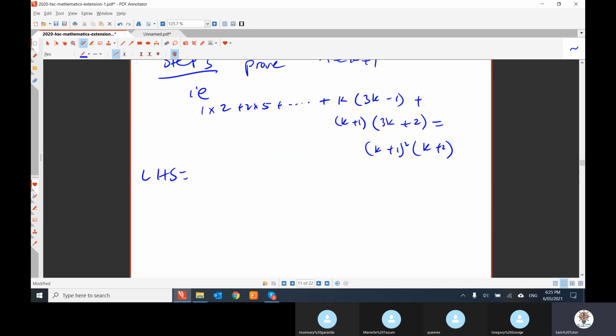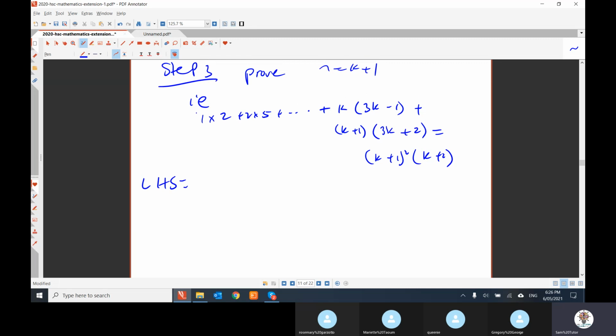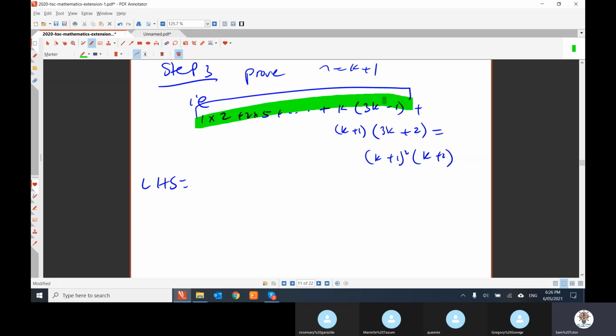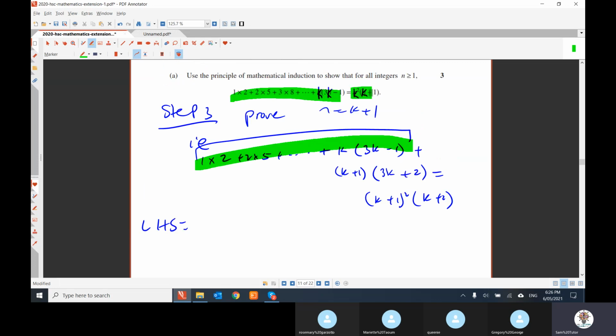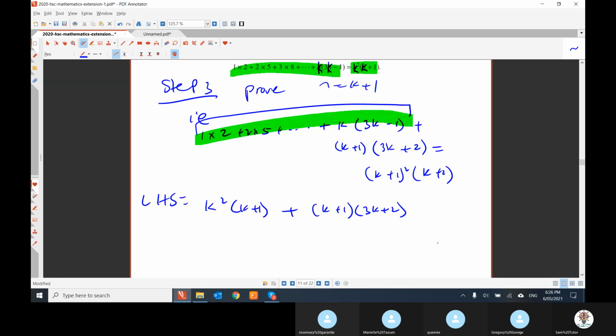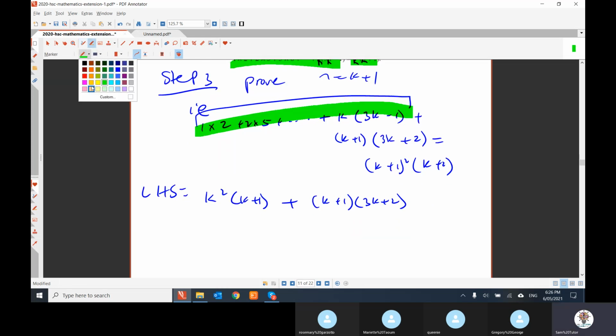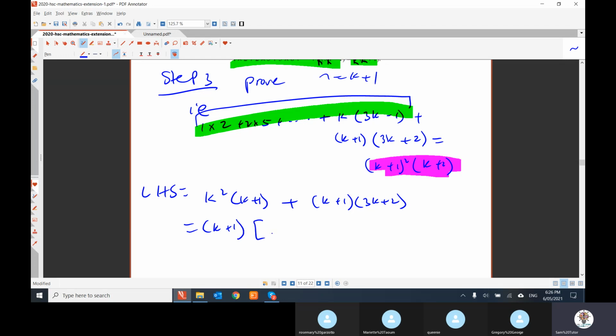Then, what does left-hand side equal? Left-hand side equals your assumption for all of this. So let's put that in green. That is my assumption, which equals that. So that equals k squared bracket k plus 1 plus whatever's left, k plus 1, 3k plus 2. I'm going to highlight what we're trying to get so you don't lose track of where we're going. Factorize k plus 1 out. I'm left with k squared plus 3k plus 2.